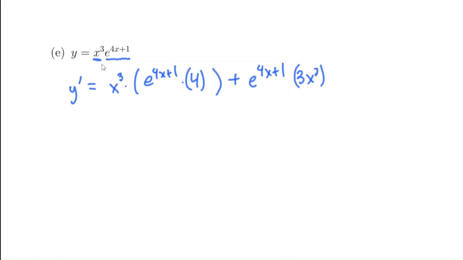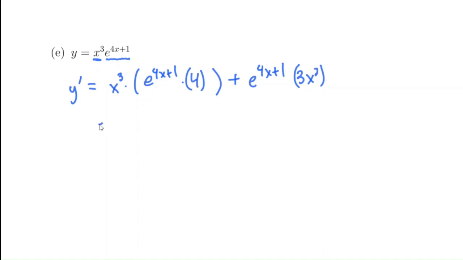So notice the overarching rule that we're using here is the product rule. We have a product of two functions, but in the process of using the product rule, we had to take the derivative of this second function, and the way you take the derivative of e to the 4x plus 1 is to use the chain rule. We get this here. So we combined the product rule and the chain rule.